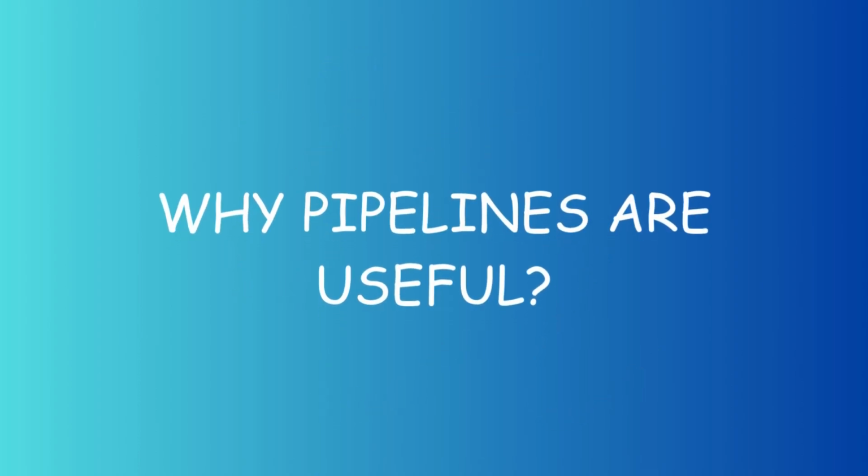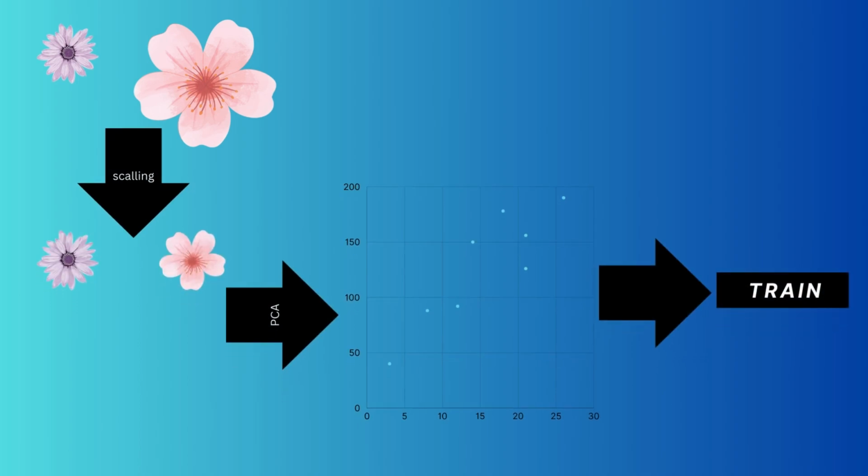So why are these pipelines useful? Without a pipeline, you need to do everything manually: scale the training data, apply PCA on the scaled data, and train the classifier. After that, you need to repeat the same steps on the testing data. A pipeline ensures this workflow is automatic and consistent.